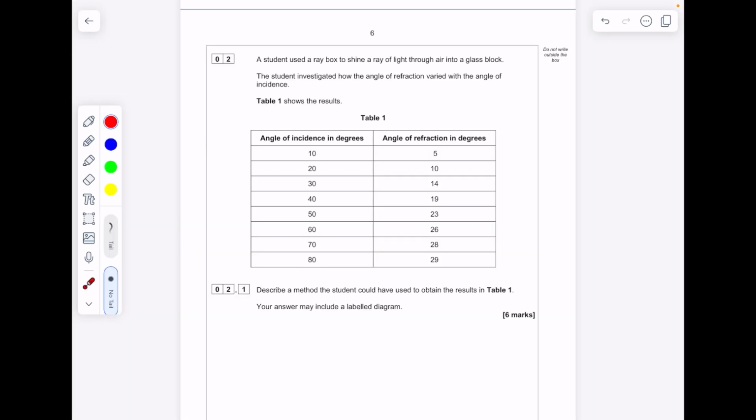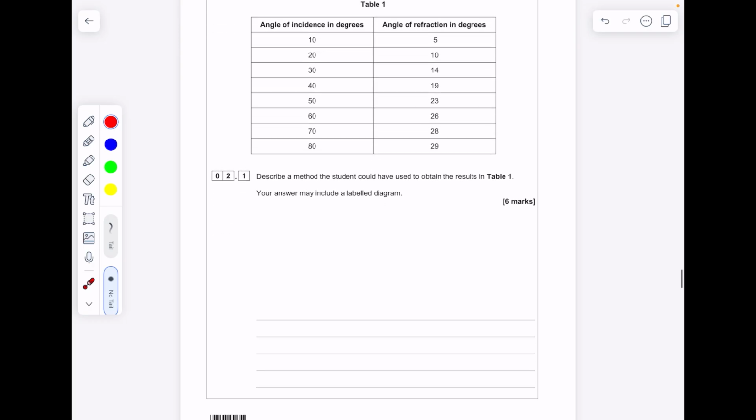A student used a ray box to shine a ray of light through air into a glass block. The student investigated how the angle of refraction varied with the angle of incidence. Describe a method the student could have used to obtain the results in table 1. Your answer may include a label diagram.